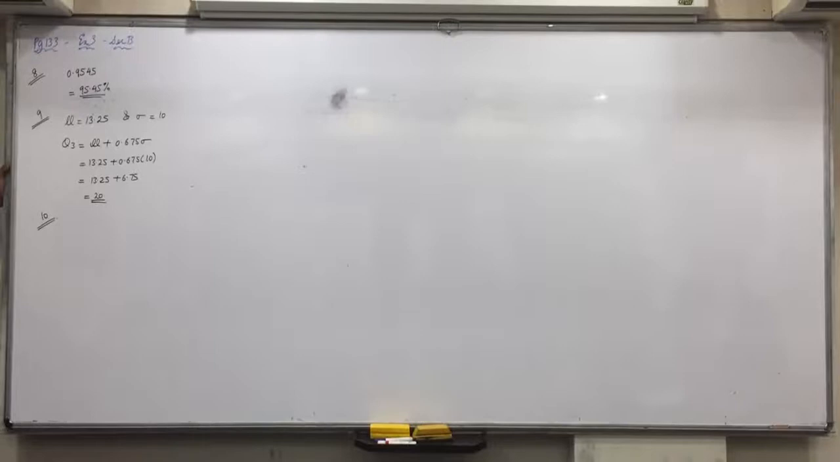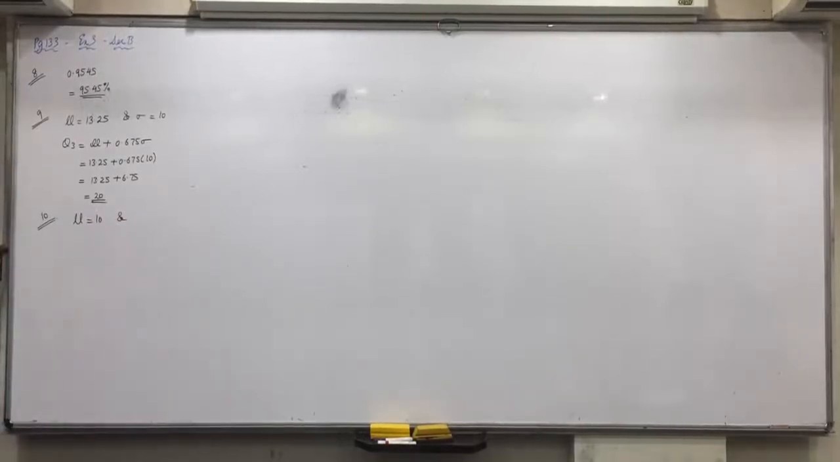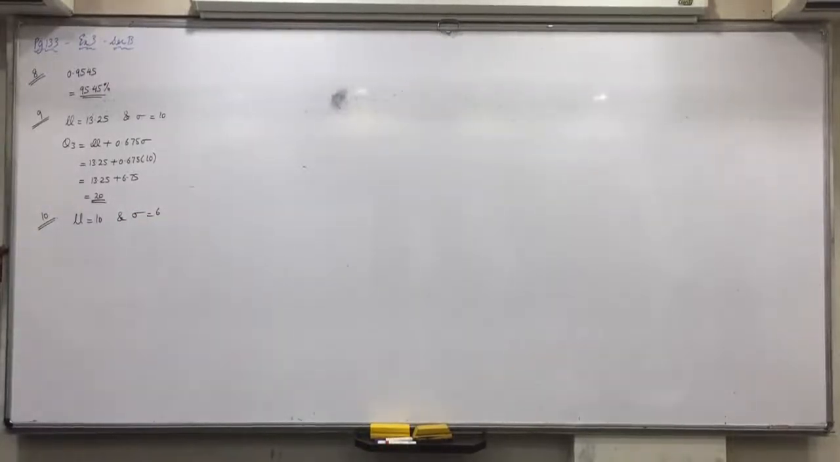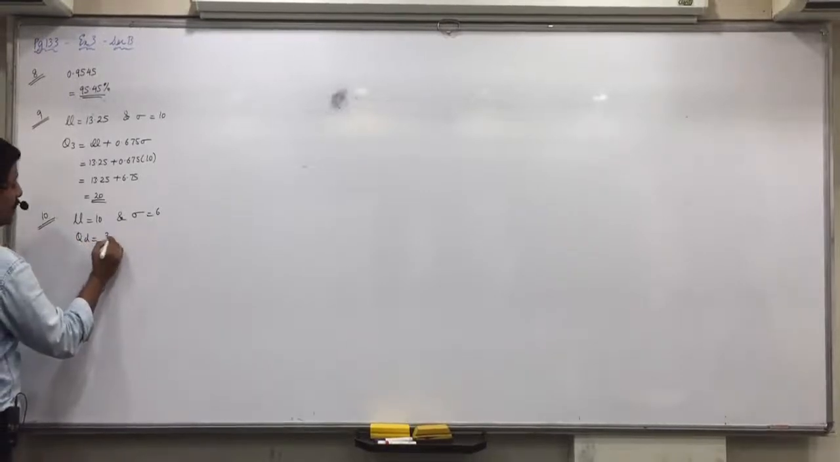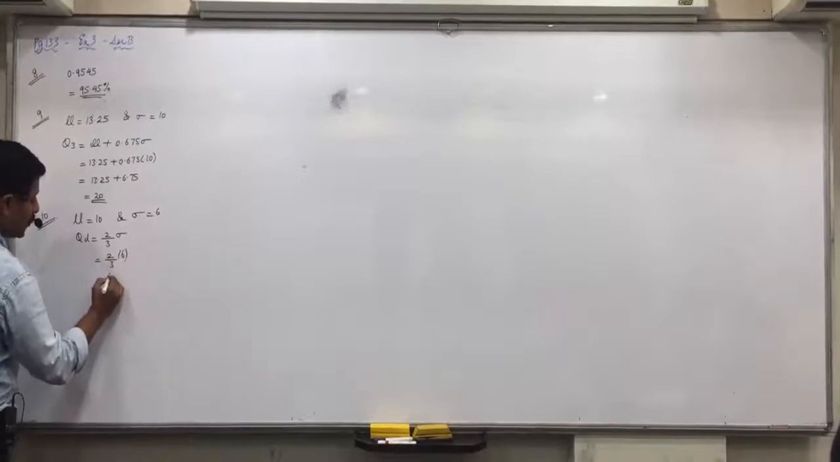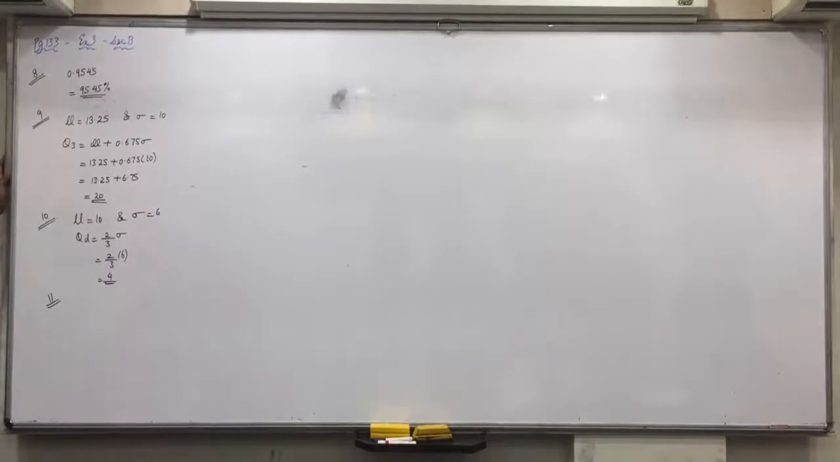Question 10. For a normal distribution having mean equals 10 and standard deviation equals 6, estimate the value of quartile deviation. QD is 2 by 3 sigma. 2 by 3 into 6, 4. Mean is not needed only. Did everyone understand this? Who have obtained Q1 and Q3? No need to do that much labor, okay?